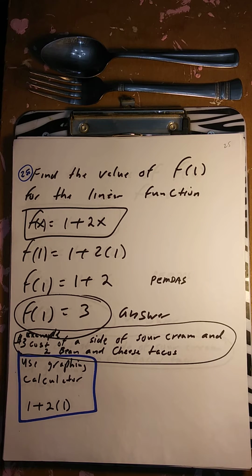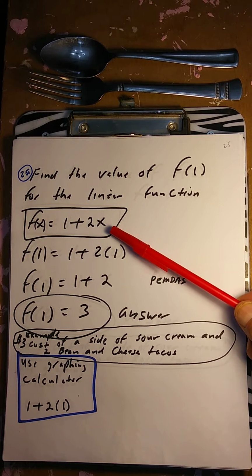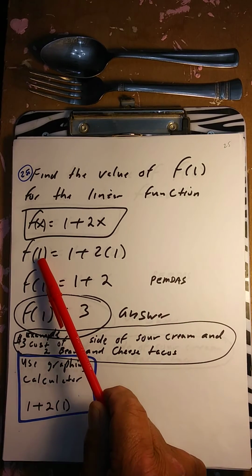Find the value of f of 1 for the linear function f of x equals 1 plus 2x. Okay, now put the number in there, 1 there for the x and 1 there for the x.